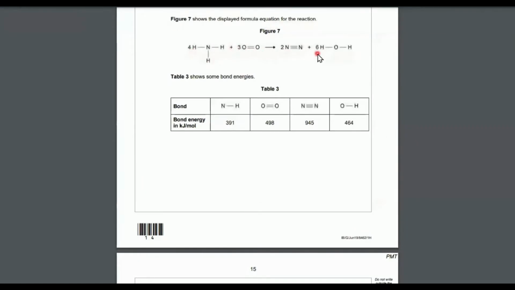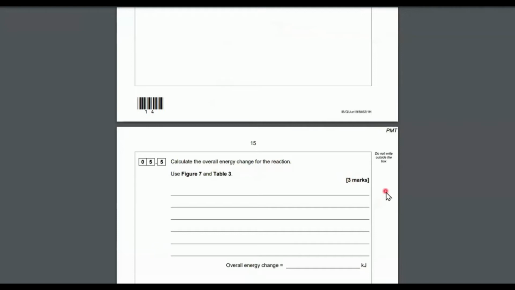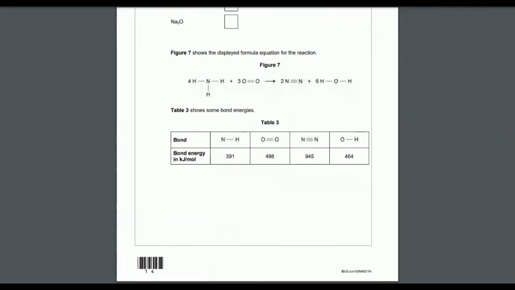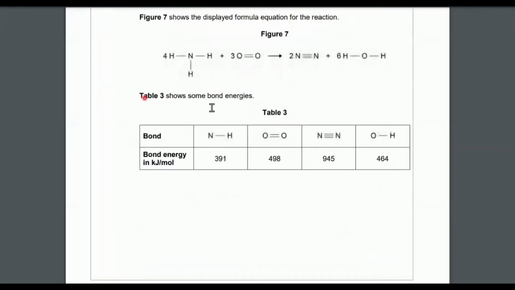Right, figure 7 shows the displayed formula equation for the reaction. And we've got a reaction here. Calculate the overall energy change for the reaction. Use figure 7 and table 3. So let's zing in and calculate the overall energy change for this reaction. So for this bond energy calculation, we need to work out the bond energy on the left over here, which is the bond breaking. Then we need to change the arrow in the middle to a minus and then work out the total amount of energy in the bond making. And then we just set that out like an equation and work out the answer.